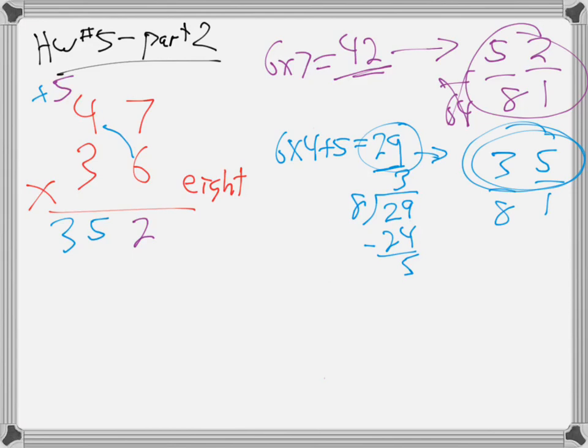Good so far? And now we're done. The 6 has had his turn, so to speak. We're done with the 6. He's multiplied both the 7 and the 4. He's done. And now we're going to start with the 3.